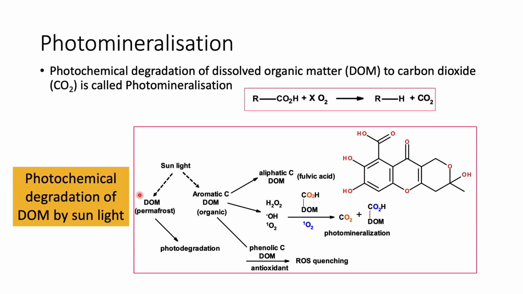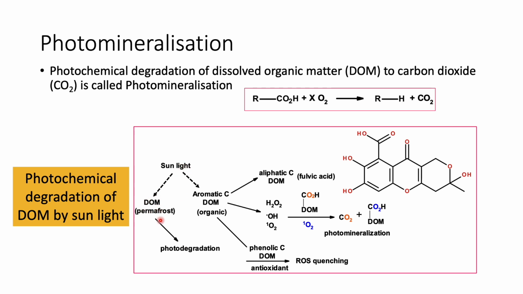Here we have the permafrost. We will be looking at what is permafrost. Permafrost means permanently frozen. In the Arctic, most of the soil is actually in the form of permafrost. There we have dissolved organic matter in the soil, and we are now looking at how the dissolved organic matter is getting converted and how CO2 is liberated from this dissolved organic matter. That's what we call a photomineralization reaction.